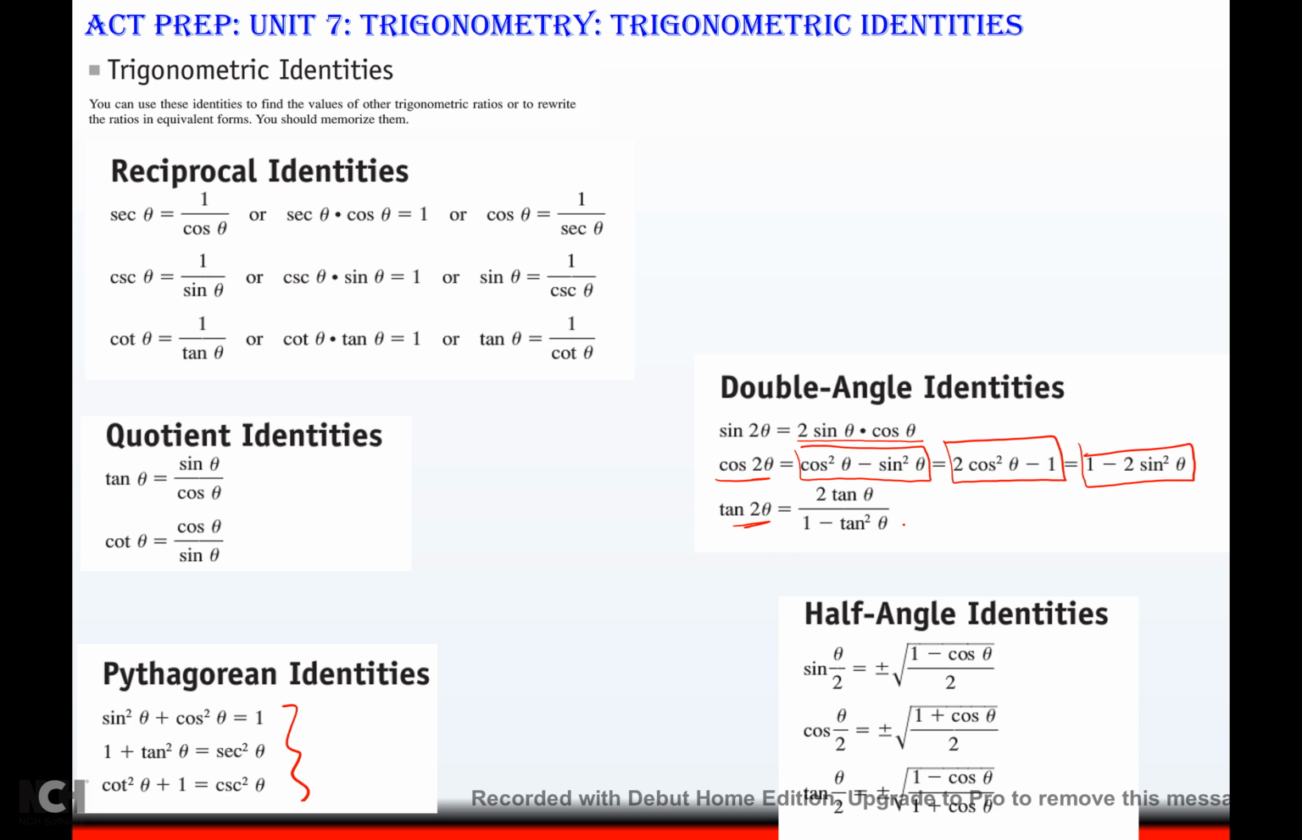All right, and then your half angle identities, sine of half of whatever angle you're looking at would be plus or minus the square root of 1 minus cosine theta over 2. Similarly with cosine and tangent.